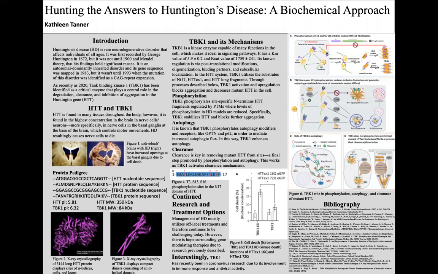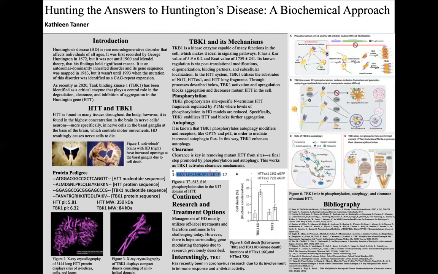Among the first to record this disease was George Huntington in 1872. He researched the disease and explained its autosomal dominant pattern of inheritance years before the rediscovery of Mendel's work in 1900. In 1983, the Huntington's gene was first mapped to the human chromosome 4p, but it wasn't until 10 years later that the mutation was successfully identified as a CAG repeat expansion.